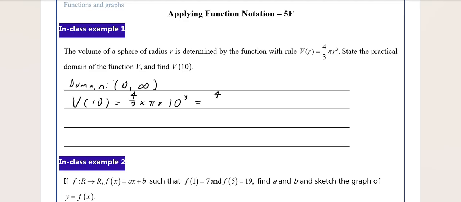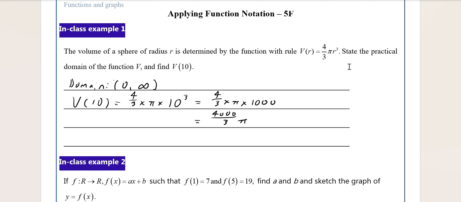We can do a bit of cleaning up. We can say this is going to be 4/3 times pi times 10 to the power of 3, 10 times 10 times 10. That's going to be 1000. And we can clean up a bit further still. We could say that we can multiply the 4 by the 1000 to get 4000 over 3 pi. So different ways you can write that out. You could figure out exactly what number that is, but I'm just going to leave it in this sort of exact form.